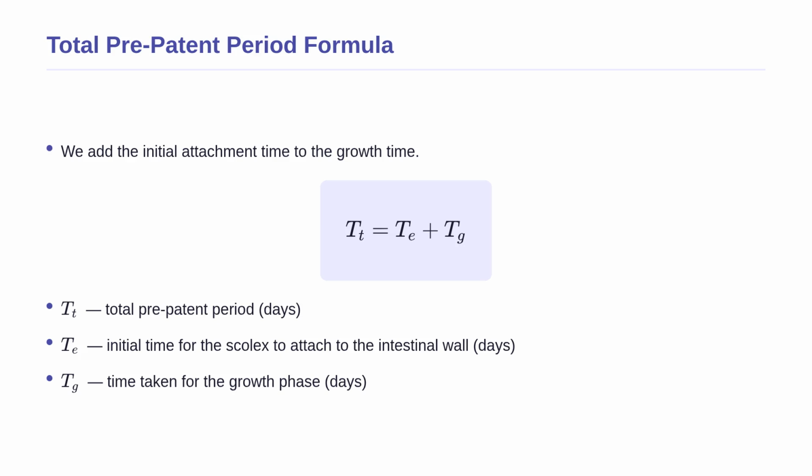Having calculated the growth time, we can now determine the complete timeline from ingestion to reproduction. We do this using the total pre-patent period formula. T sub t equals T sub e plus T sub g. In this equation, T sub t represents the total pre-patent period in days. T sub e is the initial attachment time, which is the number of days it takes for the scolex to firmly attach to the intestinal wall after ingestion. T sub g is the growth phase time we just learned how to calculate. This simple addition accounts for every phase of the parasite's early development inside the human host.